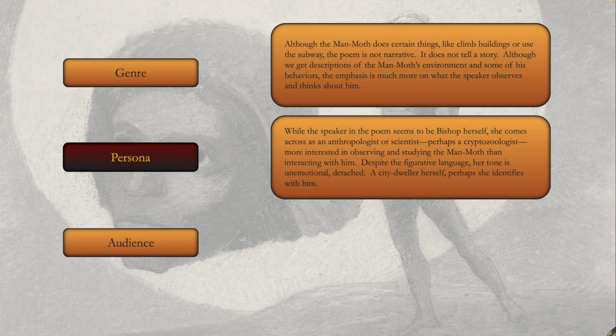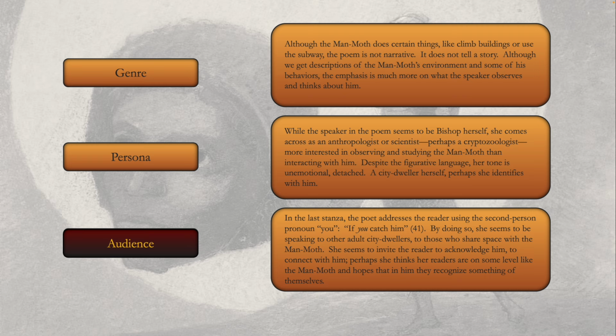As for persona, while the speaker in the poem seems to be Elizabeth Bishop herself, she comes across as an anthropologist or a scientist, perhaps a cryptozoologist, someone more interested in observing and studying the man moth than interacting directly with him. So, despite the figurative language, her tone is relatively unemotional, detached. She comes across as a city dweller herself, and perhaps she even identifies on some level with the man moth.